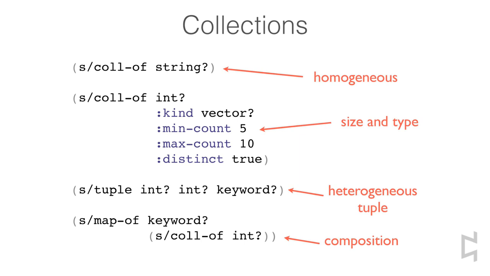Okay. So a tuple spec specifies heterogeneous tuples. So I want to have a collection of three things, int, keyword. And then, of course, all of these collection things compose and nest. Everything in spec composes and nests. So you could have a map of collections of int. This is a map of keywords to collection of int, and then that collection could be nested, and so on and so forth, ad infinitum.